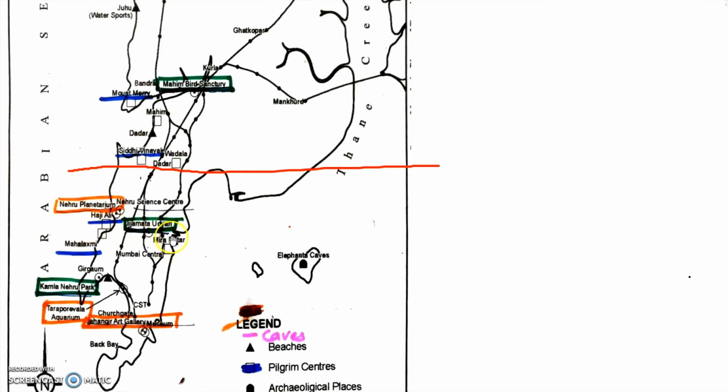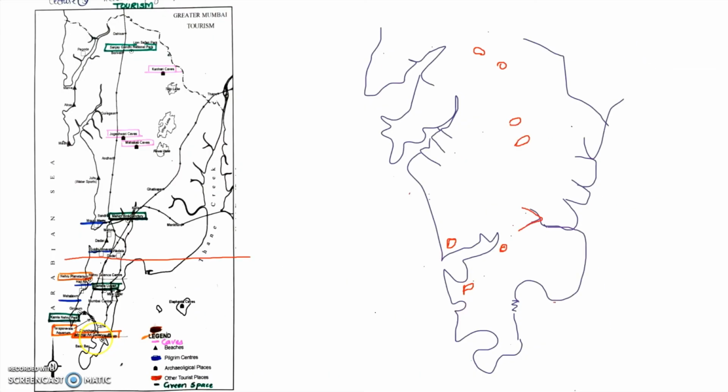And those zigzag lines that you have drawn in your map, those zigzag lines represent Byculla station. So in Byculla, you know that there is a famous Rani Chi Bagh, which we call Jijamata Udyan. Okay, this is your second section of the tourism map.